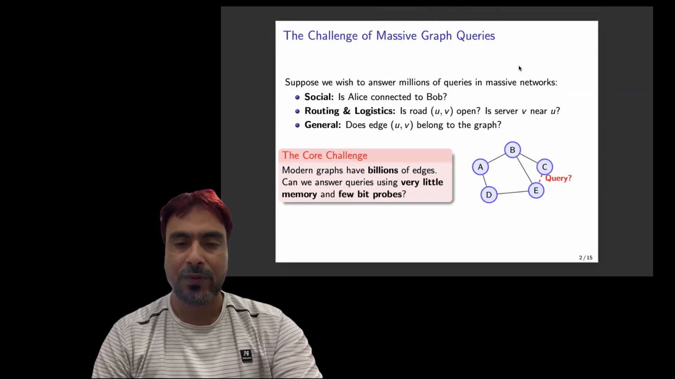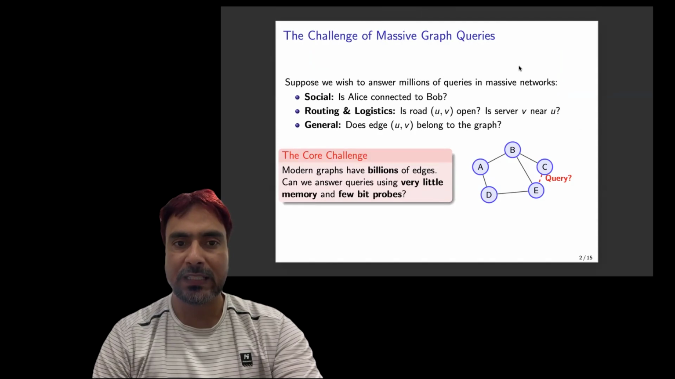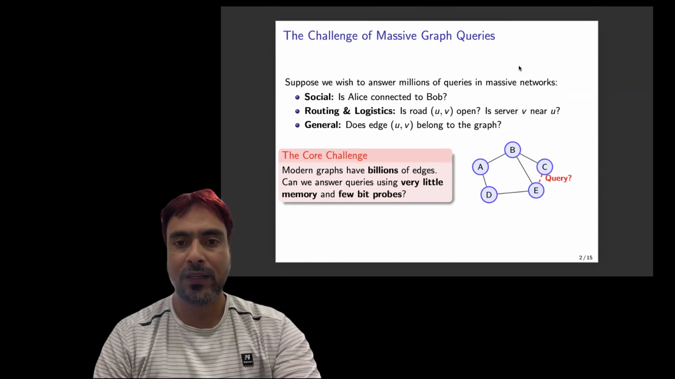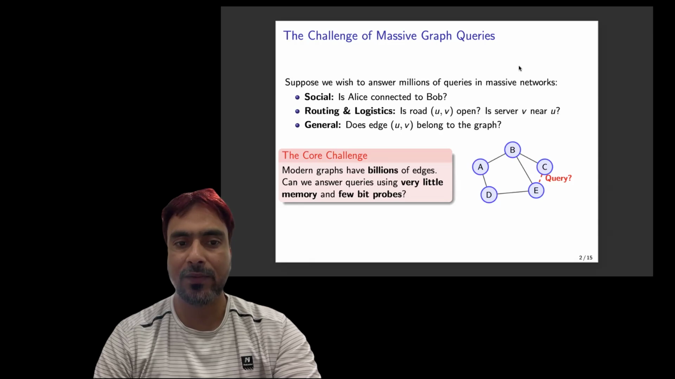So, suppose we wish to answer millions of queries in a massive network. In a social network, the query could be, is Alice connected to Bob? In routing and logistics networks, we have queries like, is road UV open, or is server V near you? Or in general, we want to know whether UV is an edge in a graph. Modern graphs have billions of edges, and we want to know whether we can answer queries using very little memory and few bit probes.